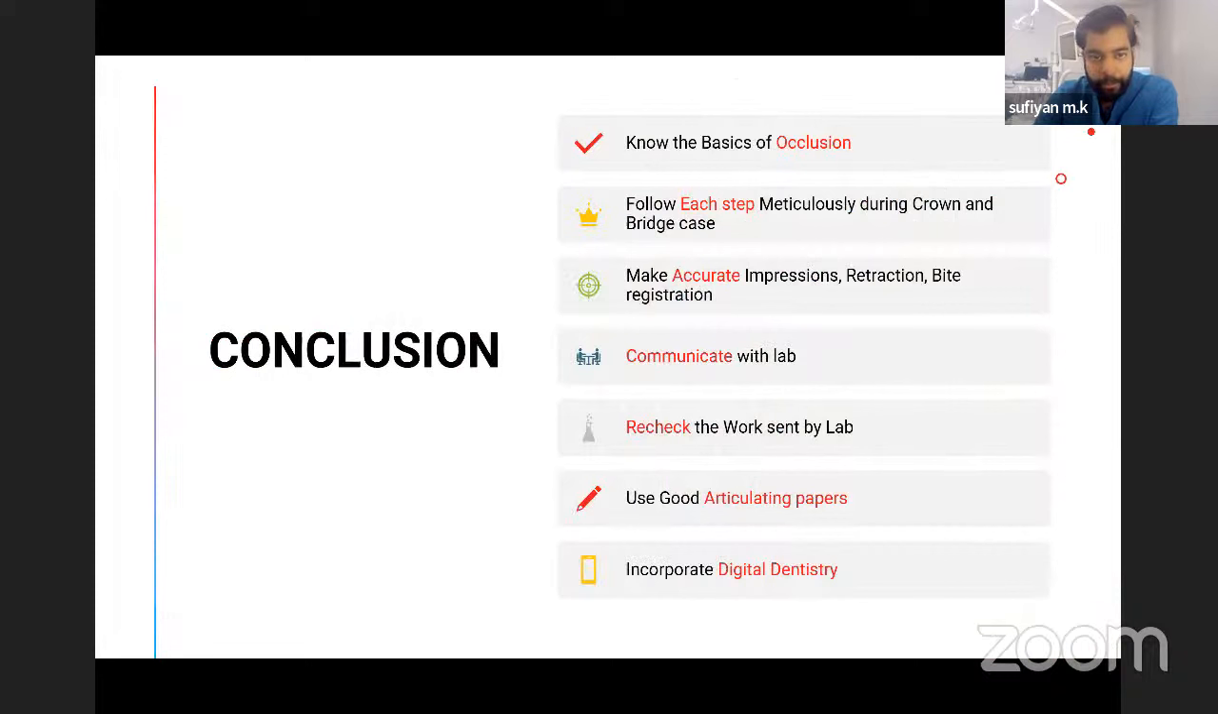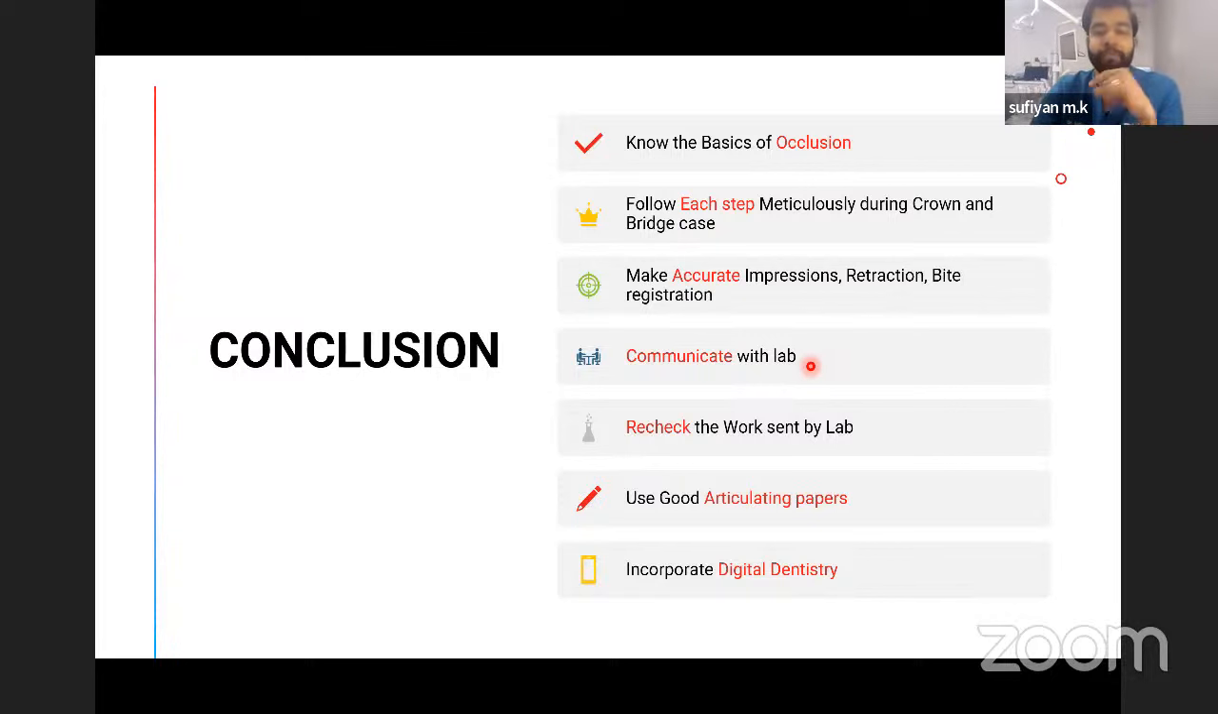So for me to conclude, take home messages: know the basics of occlusion, know the terminologies, know how the normal occlusion works, follow each step meticulously during crown and bridge cases, make accurate impressions, retraction, bite registrations, communicate with the lab. This is the most critical point. Communicate with the lab, visit the lab, sit with him, tell him your perspective of getting a good restoration.